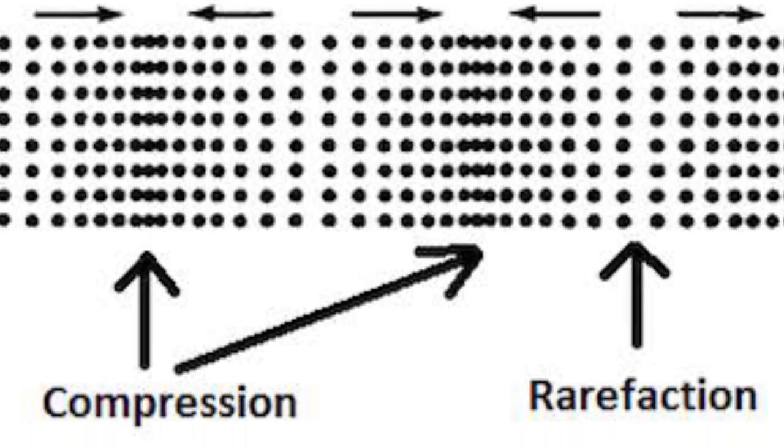Now during this process, there are two conditions. The first one is compression. Compression is that part of the wave in which the particles of the medium are closer to one another. On the other hand, rarefaction is the part of the wave in which the particles of the medium are further apart than that in the normal position.